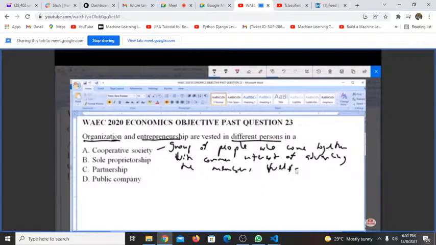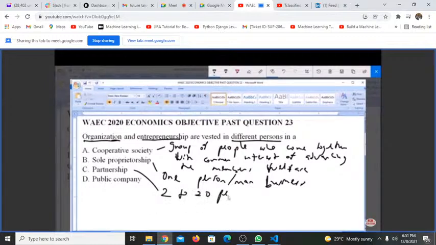of people who come together with common interest, advancing the members' welfare. So that is the common interest of that group of a cooperative society. Now, a sole proprietorship is a company that is run and operated by one person. So, one person or one man business is what is called a sole proprietorship. Then, partnership is made up of 2 to 20 people, a collaboration of 2 to 20 people to start up a firm. And then, public company refers to a company that is owned and financed by the government.